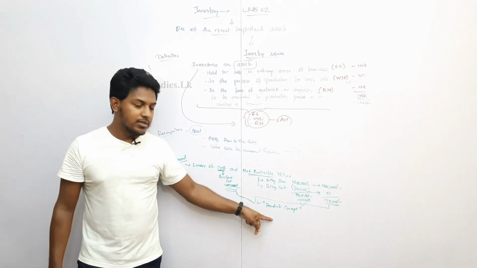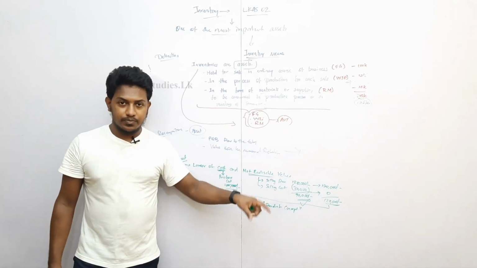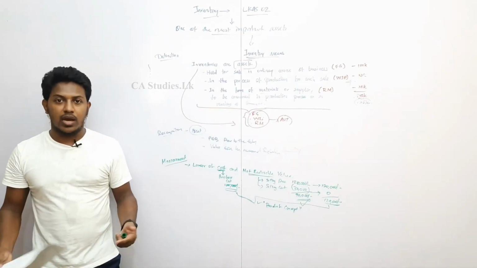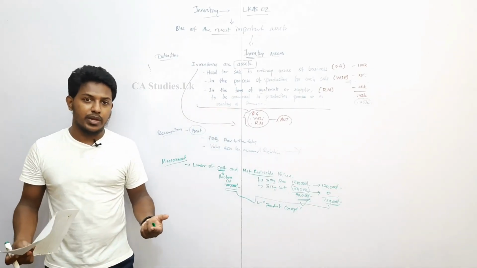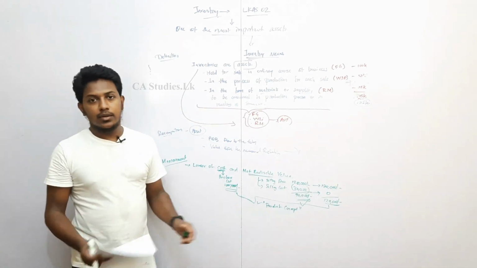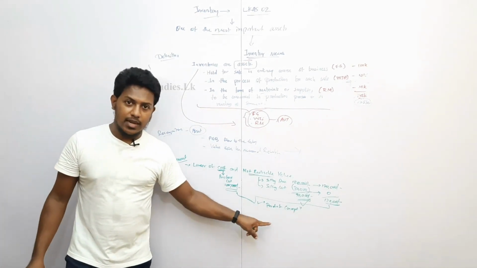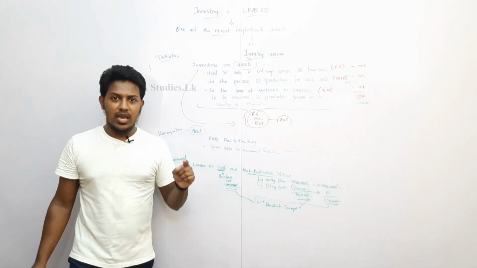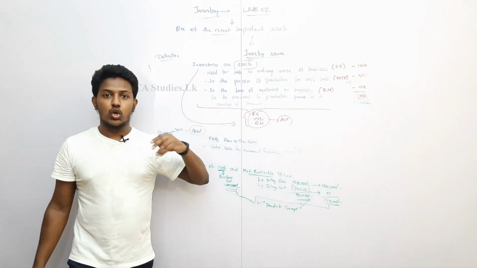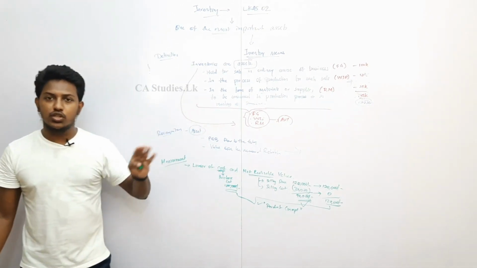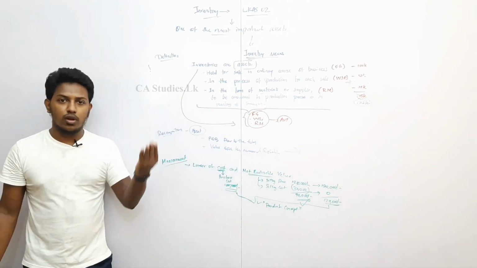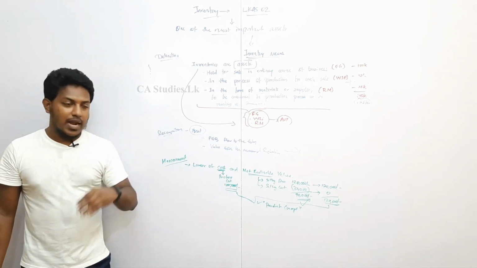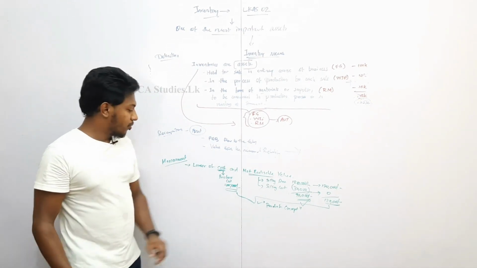Therefore, the prudent concept protects against companies showing assets at a higher value, right? This is called the prudent concept. No need to memorize the definition for the prudent concept, right? You can just keep this meaning in mind. Assets should not be overvalued. Liabilities should not be undervalued. Income should not be overvalued. Expenses should not be undervalued, right? This is called the prudent concept.